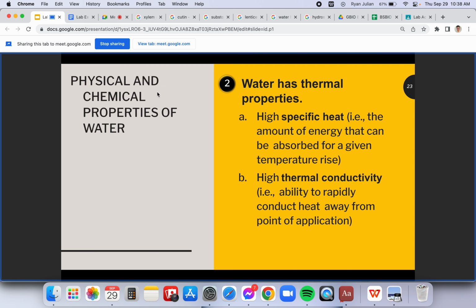Okay. Let's now discuss furthermore the physical and chemical properties of water.